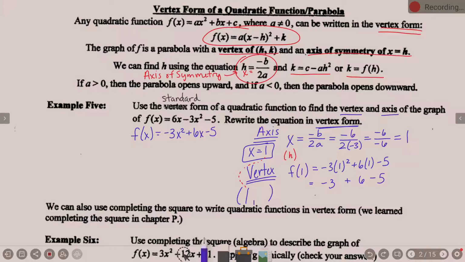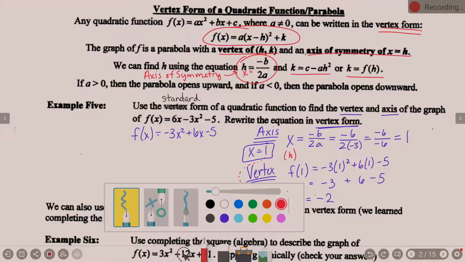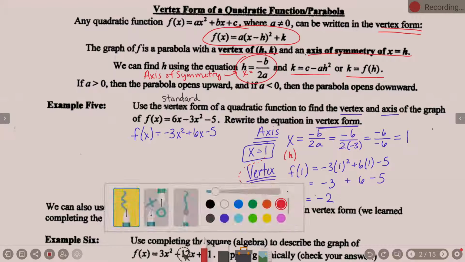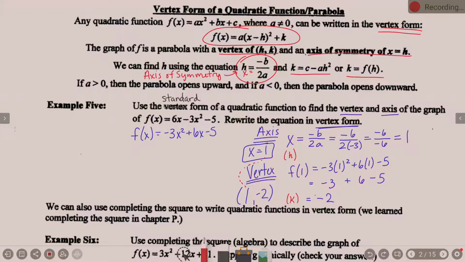-3 plus 6 minus 5 gives me -2. And what is that number? It's the second number in the vertex. If you prefer, it's k, right? Your choice. So now we have a vertex of 1, -2.